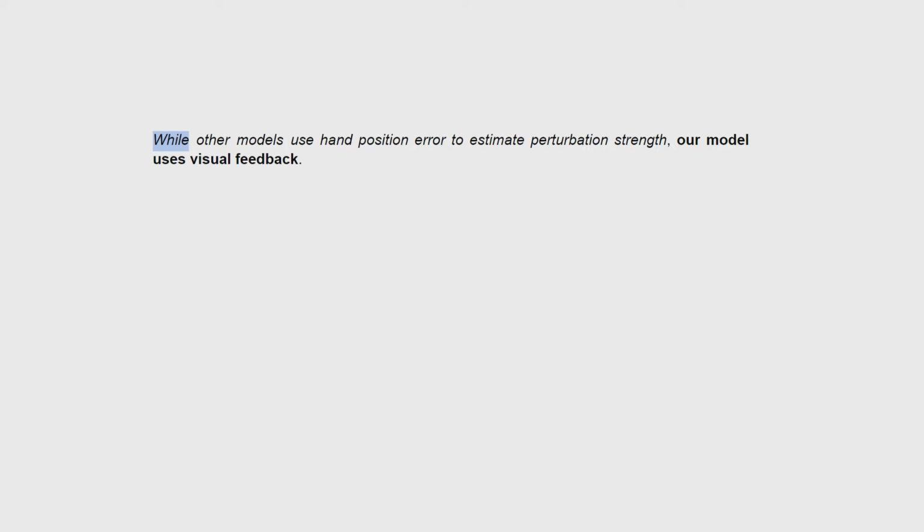So you cannot just say, "While other models use hand position error to estimate perturbation strength." That's not a sentence. You want it to continue. So it's just building up to the main information: our model uses visual feedback. That comes in the main clause. I also put the main clause at the end.